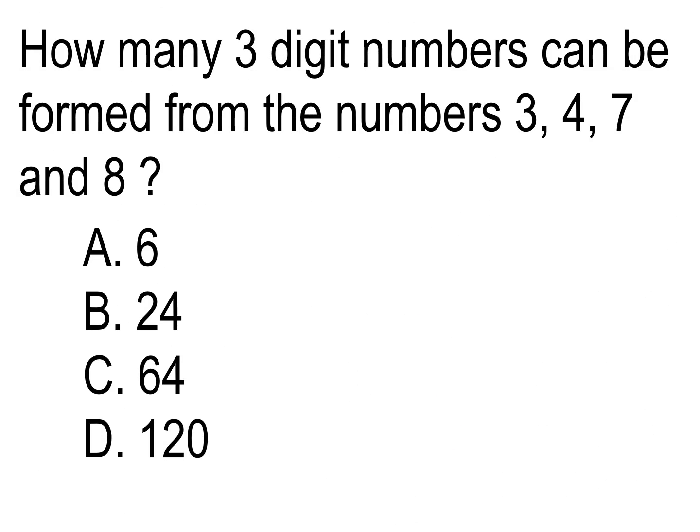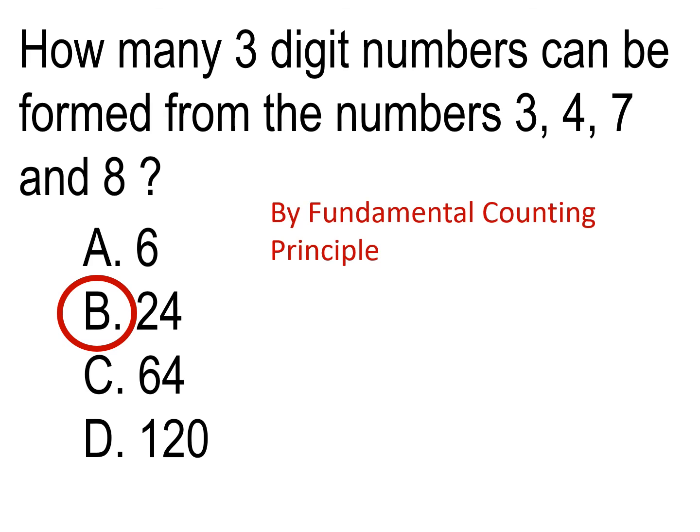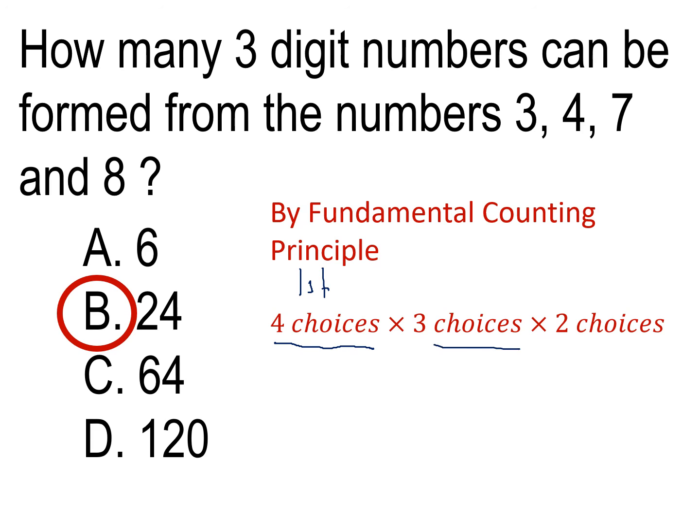How many 3-digit numbers can be formed from the numbers 3, 4, 7, and 8? Our answer here is 24. Now, we are going to use the so-called fundamental counting principle. Ano po ba ito? Sa 3 digits ang pinag-uusapan, di ba? 3 digits. So, this is the first digit, this is the second digit, and this is the third digit. Okay? Sa first digit, 4 ang pwede mong pagpipilian: 3, 4, 7, and 8.